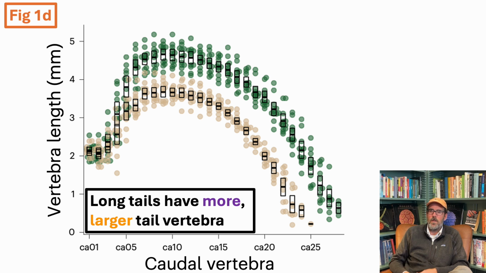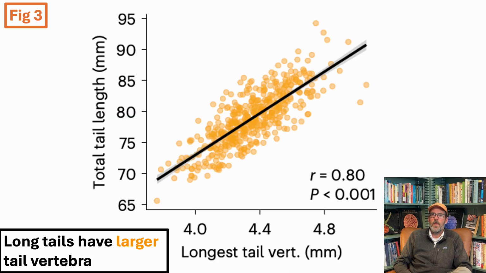You can see that over on the right-hand side, the forest mice are the only ones that have caudal vertebrae 26, 27. So they have more vertebrae, and they also have larger tail vertebrae. Every single one of those tail vertebrae, except the ones really close to the base of the tail, the sacrum. The earliest vertebrae are very similar in size, but then soon they diverge in size, and that leads to a longer tail in the forest mice.